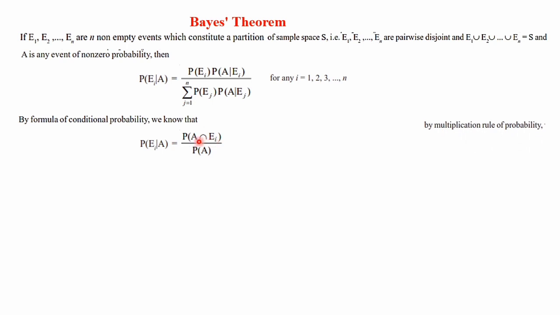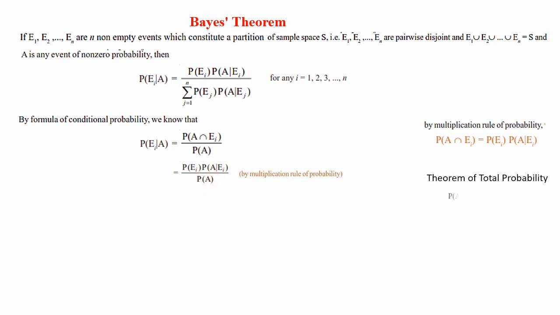Then this multiplication theorem we can use and change this part. By the multiplication rule of probability, P of A intersection Ei is equal to P of Ei into P of A given Ei. So just substitute here, that is P of Ei into P of A given Ei divided by P of A. And this P of A also we can change by using the total probability formula we have learned in the previous slide.